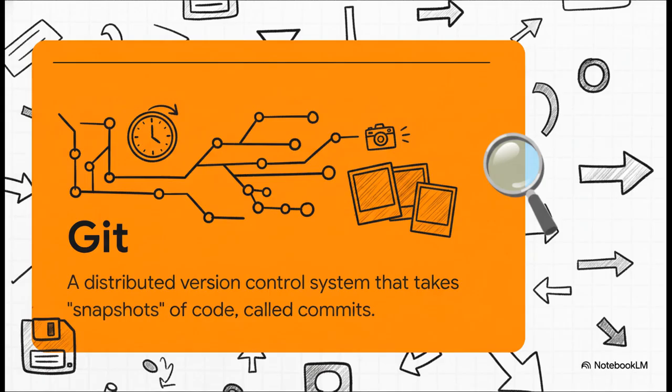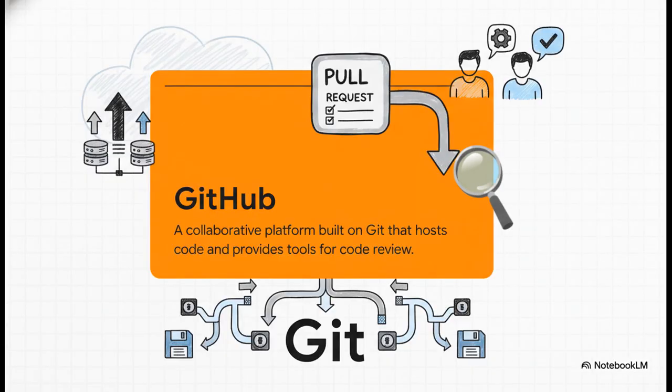It's absolutely essential. So, if Git is the save system on your local computer, GitHub is the central cloud library where the whole team's code lives. It's built on top of Git, but it adds these amazing tools for collaboration, like pull requests, which let teams review and discuss changes before they become a permanent part of the project.